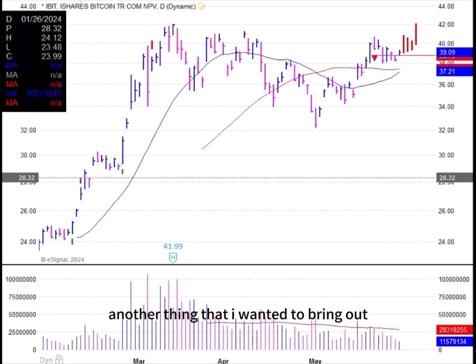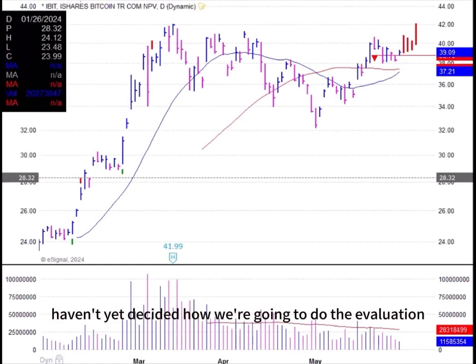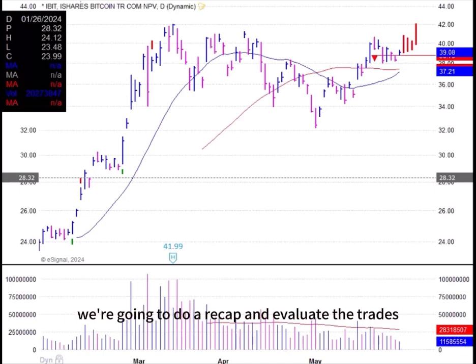Okay, another thing that I wanted to bring out that I forgot to say up front is that we also haven't yet decided how we're going to do the evaluation. We're going to do a recap and evaluate the trades and talk about them.